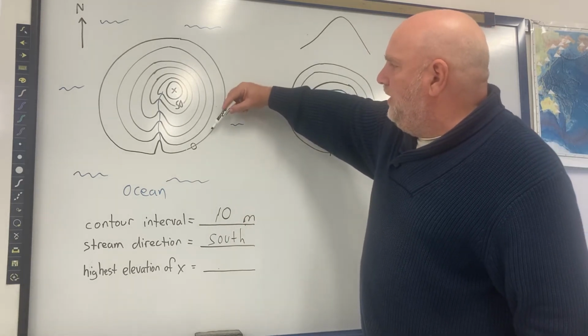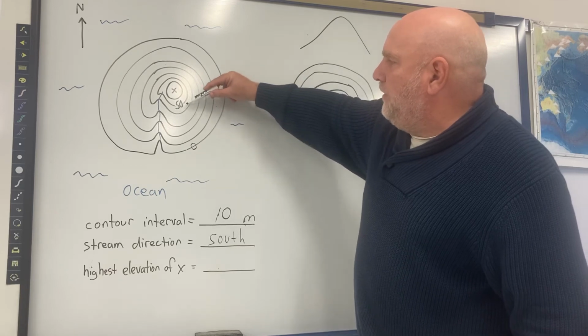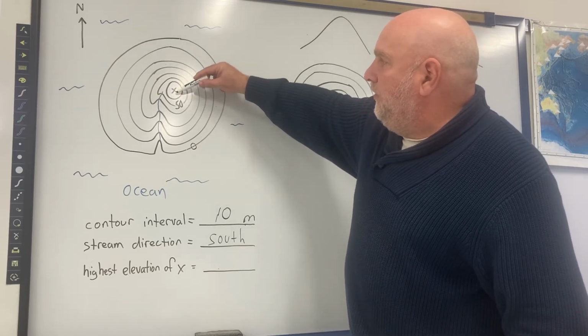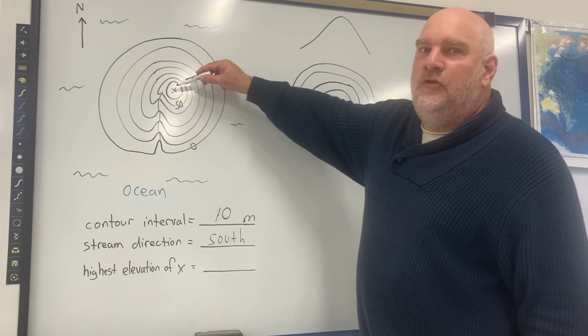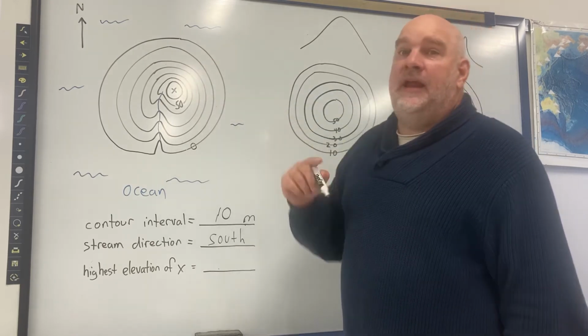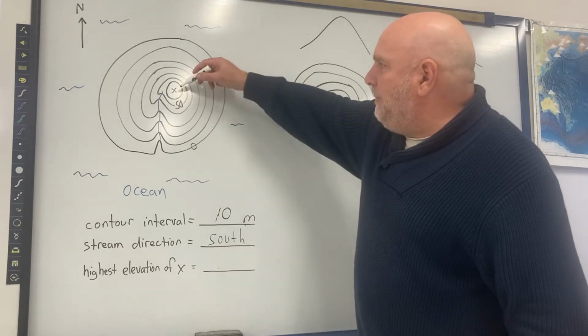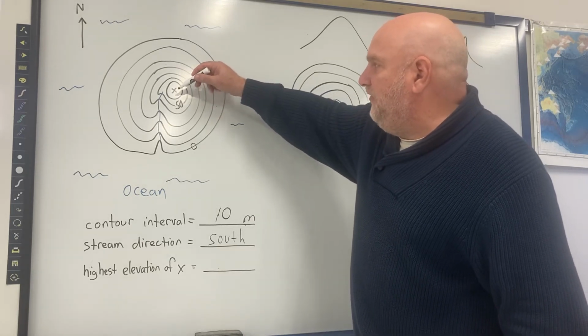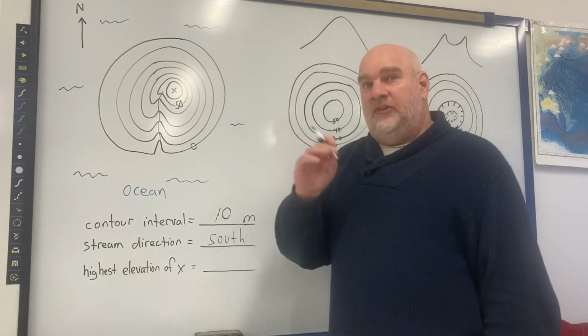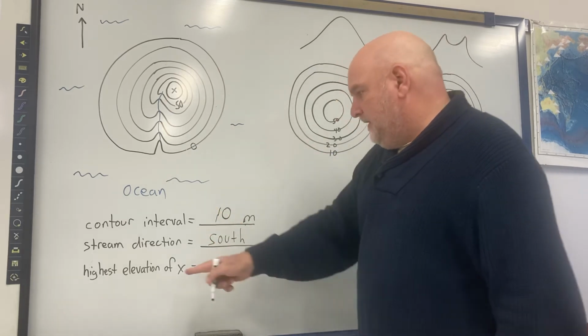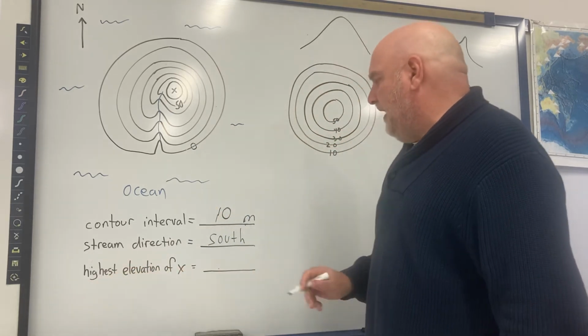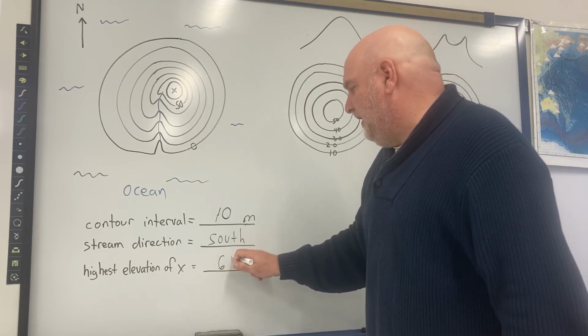Right? Highest elevation for point X. All right, so I'm going 0, 10, 20, 30, 40, 50, that's 60. So the top of that has to be greater than 60, but I know it's not 70 because there's no 70 line drawn. So if the top of that's greater than 60 but less than 70, it could be anywhere from 61 to 69, but it says what's the highest elevation for X? So that'd be 69 for that.